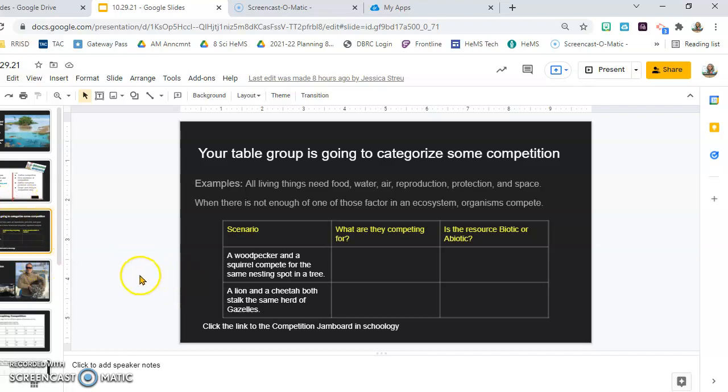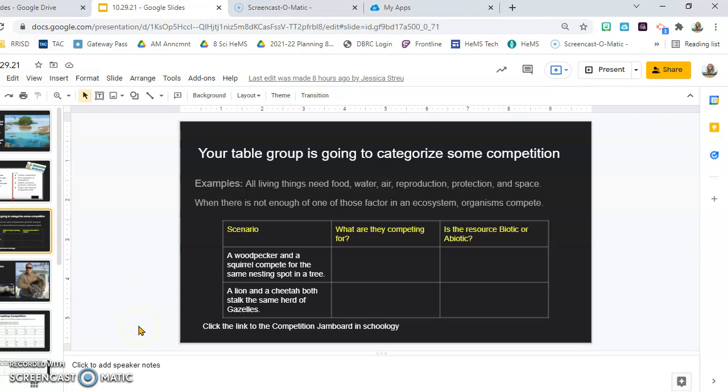So a woodpecker and a squirrel compete for the same nesting spot. What are they competing for? The tree. It's because we want to build our house. So because we're looking to build for that spot, it is abiotic. Now a lion and cheetah both stalk the same herd of gazelles. What are they competing for? Food. What's that resource? It's biotic.